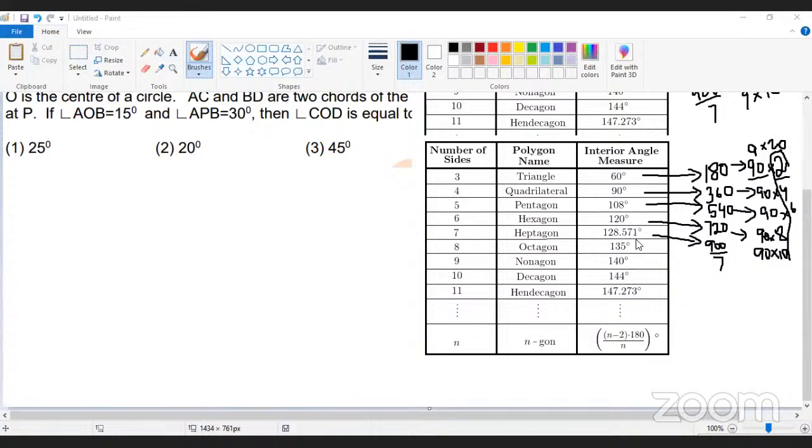Yes, sir. Okay, now when it comes to 12, how many times should I multiply with 90? 12, sir. Sir, you are muted.